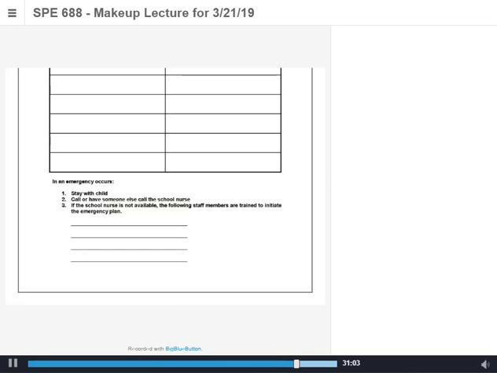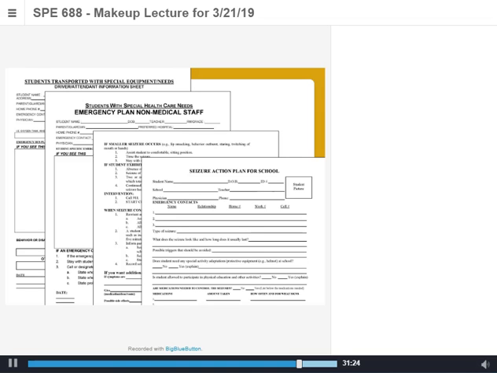And then this is just the bottom. So it's if an emergency occurs, stay with the child, call or have someone else call the school nurse. If the school nurse is not available, here are people that are trained for the emergency plan. So like I said, that's the very simplest form you could use.